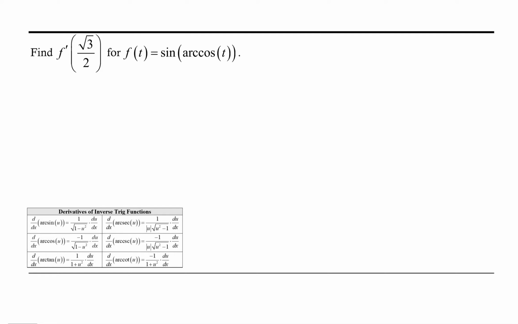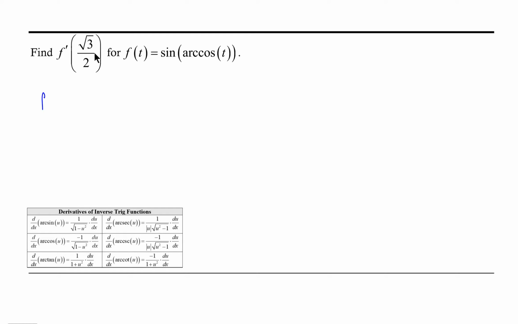Welcome. Let's take a look at finding the derivative of a function that is a composition of a trigonometric and an inverse trigonometric function. And then we will evaluate this at square root 3 over 2. So let's go ahead and get started.